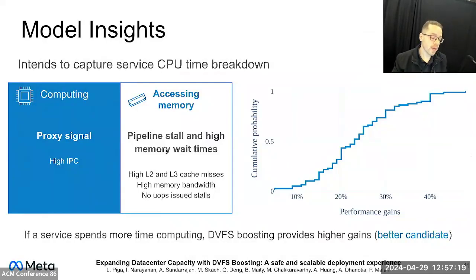Some model insights. We can abstract the performance of an application as computing time and memory accessing time. So some of the signals that the machine learning captures are, for example, IPC. Applications with high IPC are usually compute intensive, and those can benefit from DVFS boosting. Those that access memory more cannot benefit much. So we can see the distribution of the benefit of DVFS boosting for the applications that we enabled here. It ranges from like 2-3% to even super linear, like 50%, but the mean is around 25-ish%.